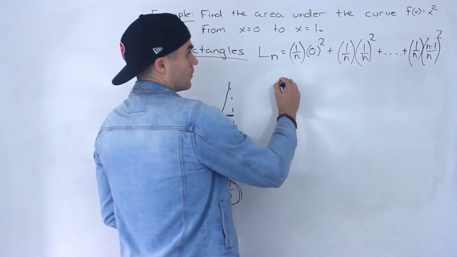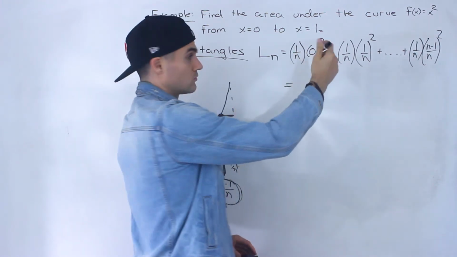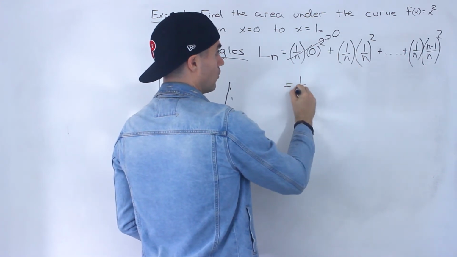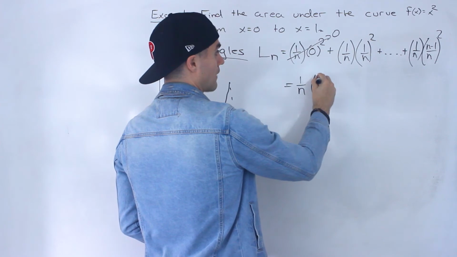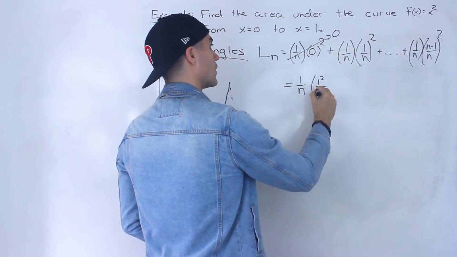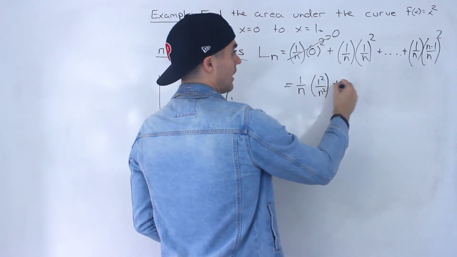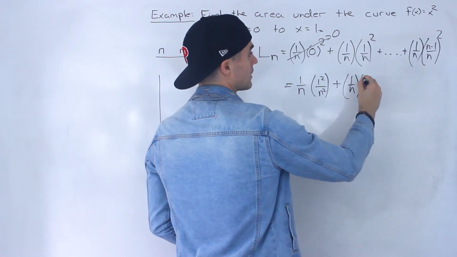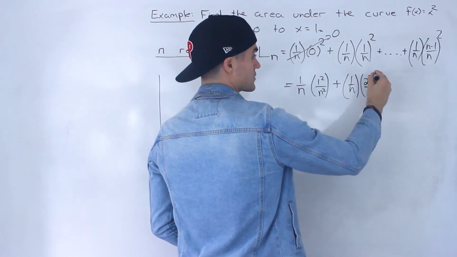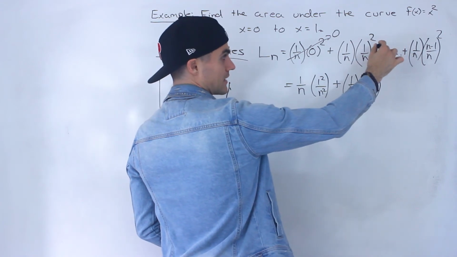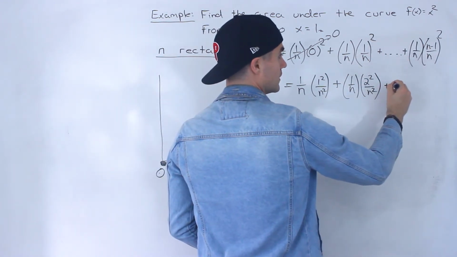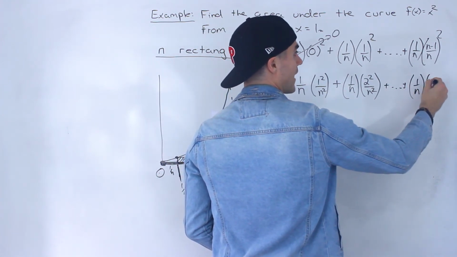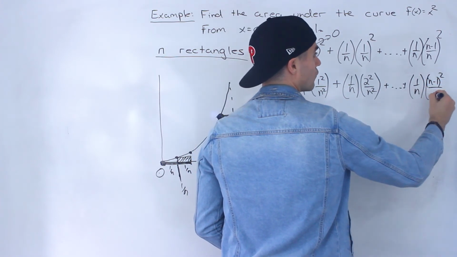So what's going to happen here? Well, notice that this is going to go to 0. 0 squared times 1 over n is all 0. So we would have 1 over n, and then over here we would have 1 squared over n squared, plus, we're going to skip a bunch. Now the next one is going to be 1 over n, and it's going to be 2 squared over n squared. I'll just write that, that next rectangle, and then we skip a bunch to the last one, and it's going to be 1 over n, and then we would have n minus 1 squared all over n squared.